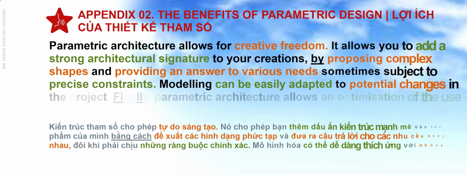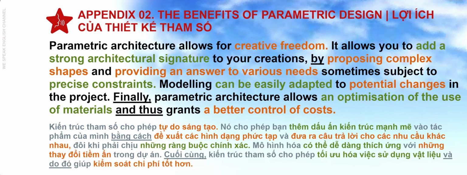It took a lot of trial and error, time, and teamwork. Parametric architecture allows for creative freedom. It allows you to add a strong architectural signature to your creations by proposing complex shapes and providing an answer to various needs, sometimes subject to precise constraints. Modeling can be easily adapted to potential changes in the project. Finally, parametric architecture allows an optimization of the use of materials and thus grants a better control of costs.